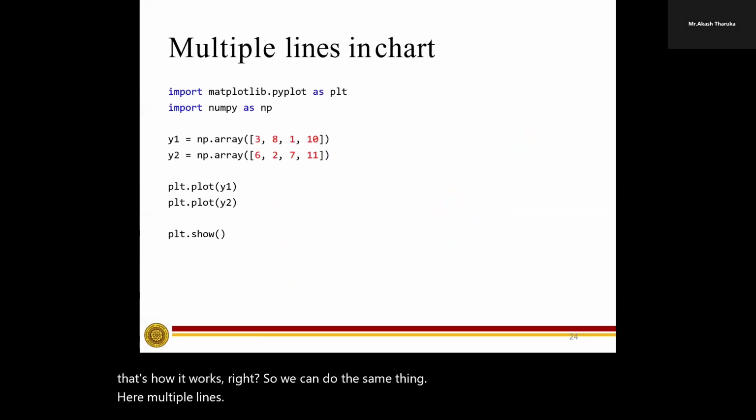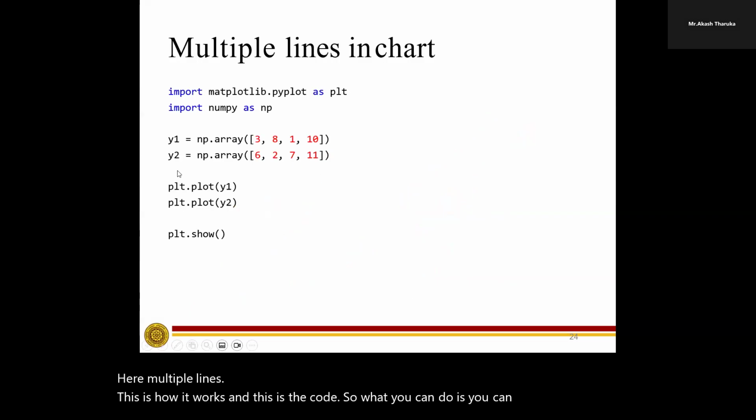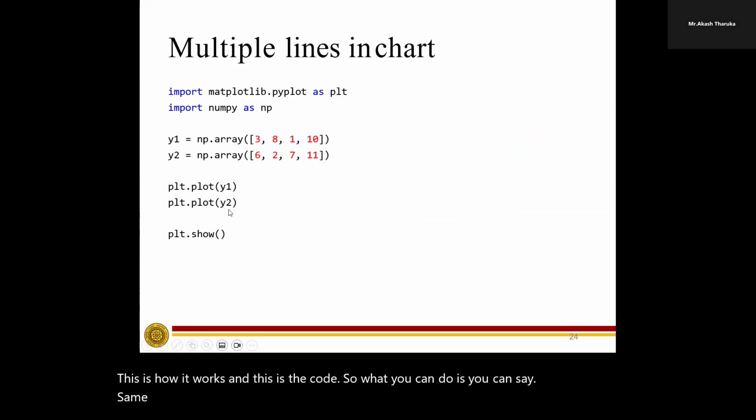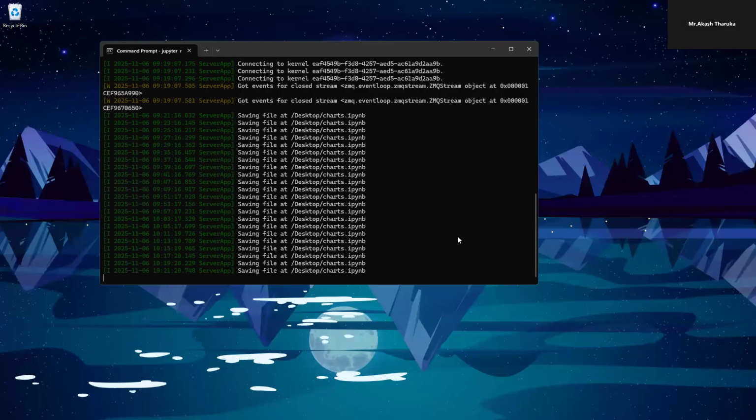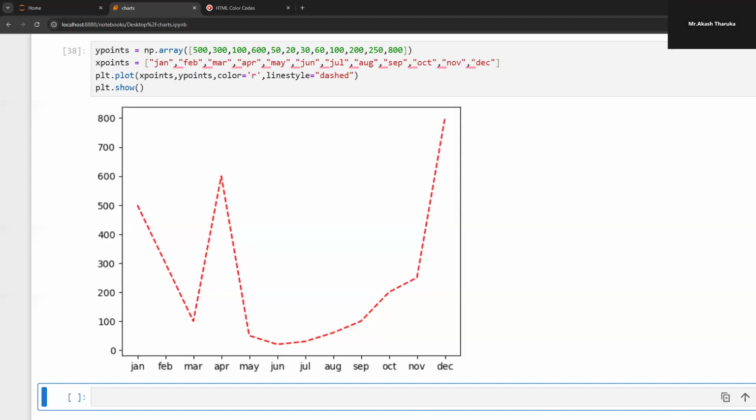This is how it works. And this is the code. So what you can do is you can say, same as before, plot y2 and the same thing will be plotted there. So let me switch to my notebook here.